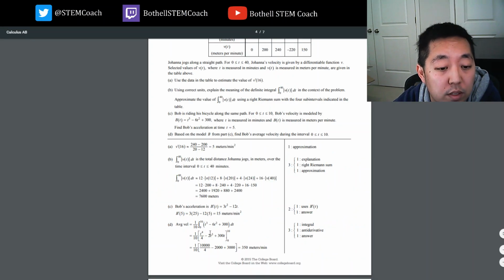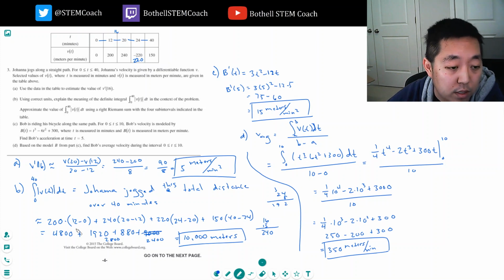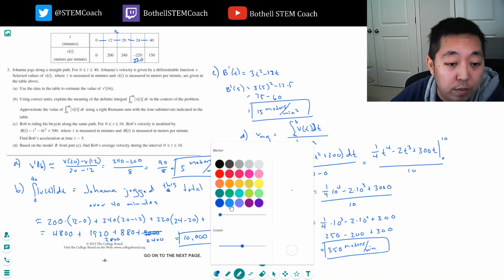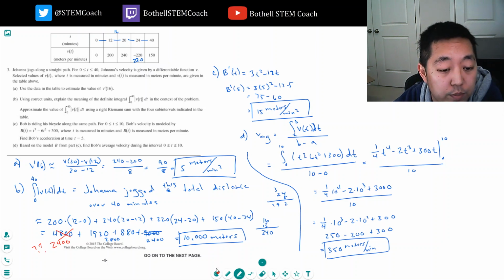That's correct. Average velocity, 350 meters per minute. Okay, so other than really poor arithmetic right here, I'm going to have to mark that in red for myself. This is wrong. 2,400. I thought I did pretty good. Again, not perfect, but you know, that happens sometimes. So thanks for watching, and I'll see you guys in question 4 of this free response section.